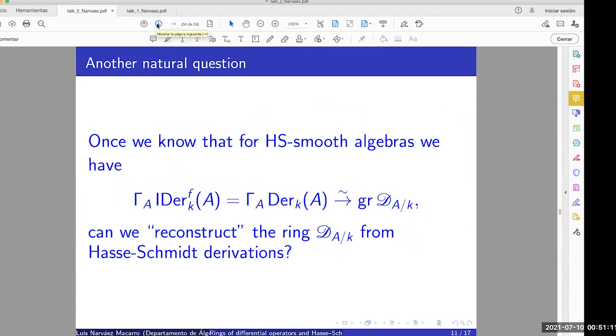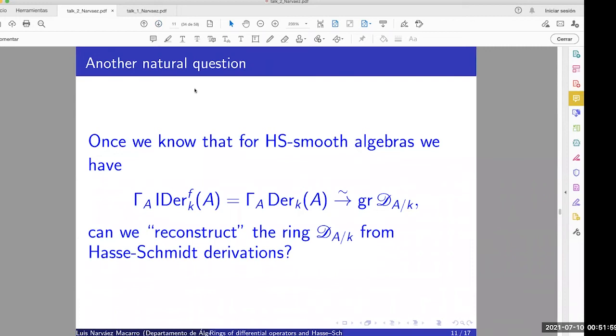So we know that we have some property relating the power divided algebra of derivations with the associated graded ring of differential operators in some cases, let's say in smooth cases, in the same way that in the characteristic zero case, I explained last time that the ring of differential operators can be reconstructed as the universal enveloping algebra of the Lie-Reinhardt algebra of derivations. So we have the same question, or a similar question, in this general setting.